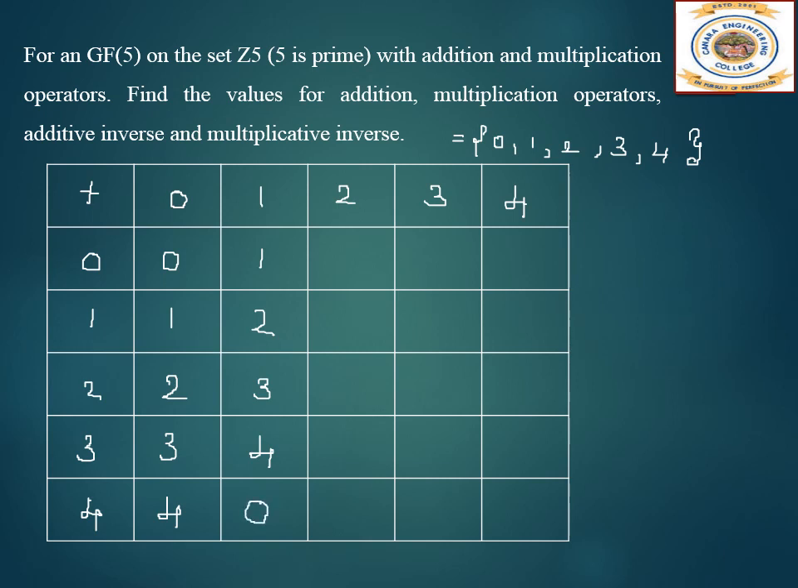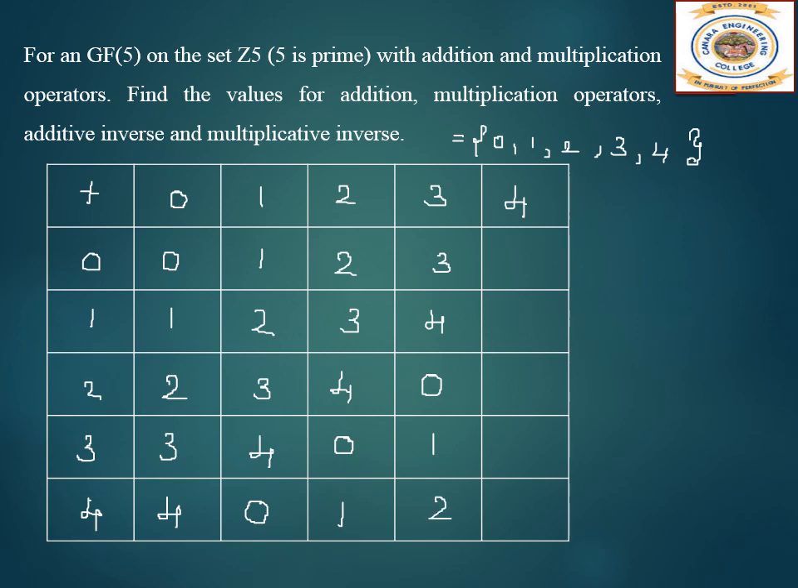Coming to the next column. 2 plus 0 is 2. 2 plus 1 is 3. 2 plus 2 is 4. 2 plus 3 is 5. So 5 mod 5 is 0. 2 plus 4 is 6. So 6 mod 5 is 1. Next column with 3. 3 plus 0 is 3. 3 plus 1 is 4. 3 plus 2 is 5. So 5 mod 5 is 0. 3 plus 3 is 6. 6 mod 5 is 1. 3 plus 4 is 7. 7 mod 5 is 2.